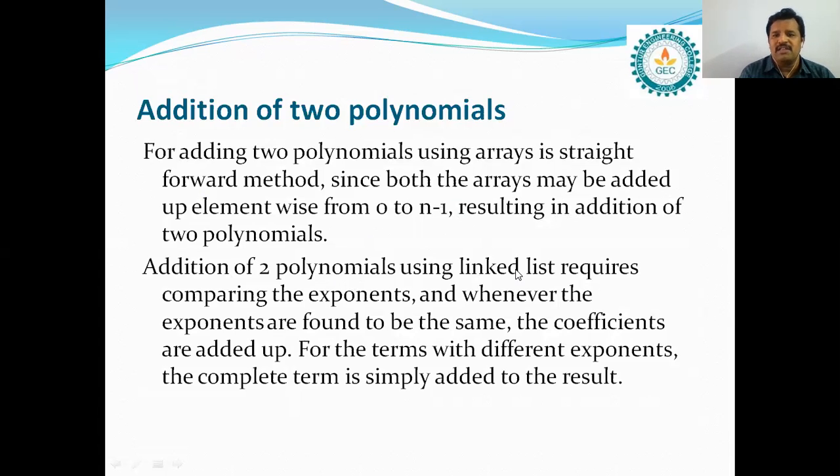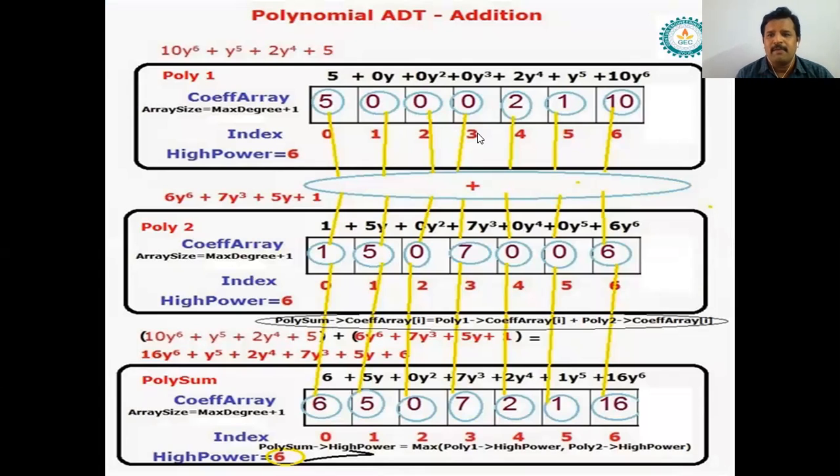The addition of two polynomials using linked list requires comparing the exponents, and whenever the exponents are found to be the same, the coefficients are added up, right? See here, this is the example for addition of two polynomials by using arrays. This is the first polynomial, 10y power 6 plus y power 5 plus 2y power 4 plus 5. This expression can be represented like this in the form of arrays. And this is the second polynomial, 6y power 6 plus 7y cube plus 5y plus 1, which can be represented in the form of array like this.